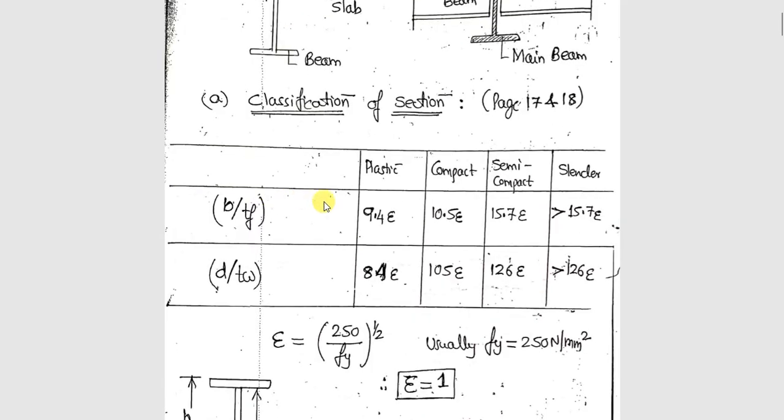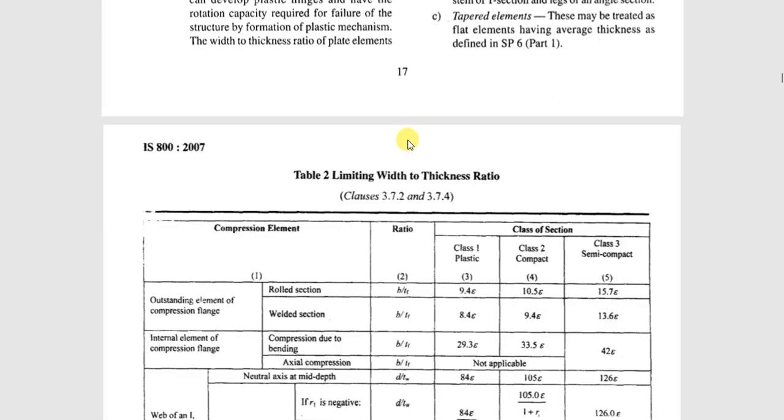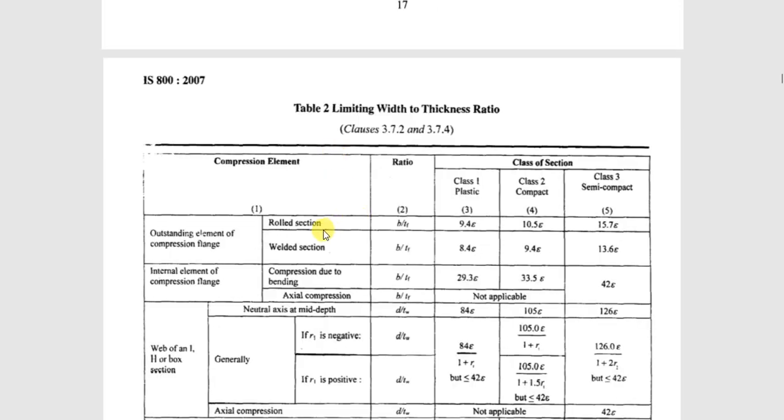To do that, we'll be using plastic and compact sections. You need two values, two ratios: the width to thickness of flange ratio, where b is nothing but the width of the flange. You can get these values from pages 17 and 18 of the code book. You can see here, this is page number 17 and 18. In Table 2 you will get those two values.